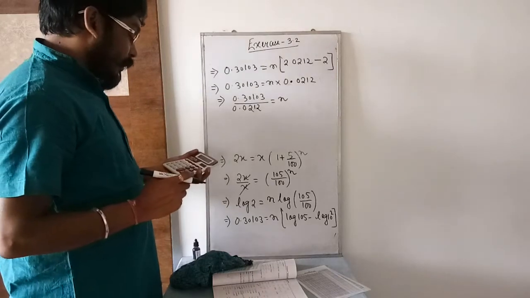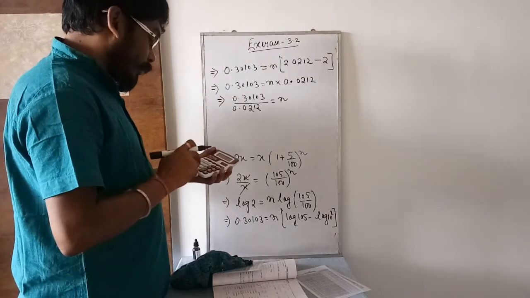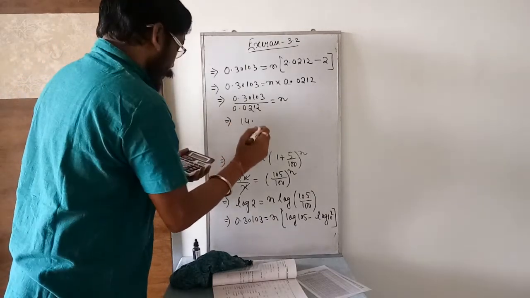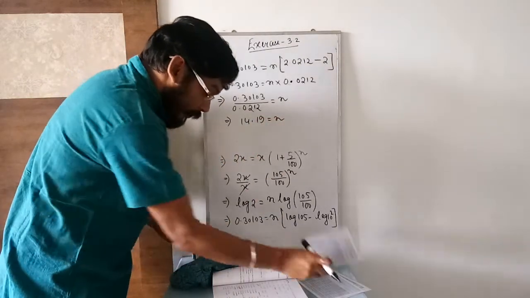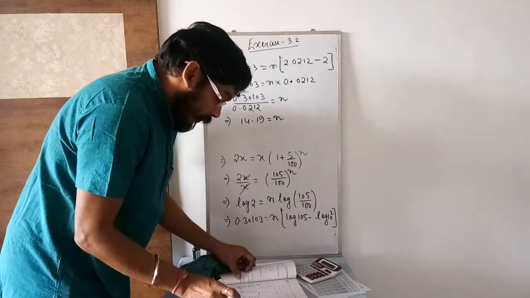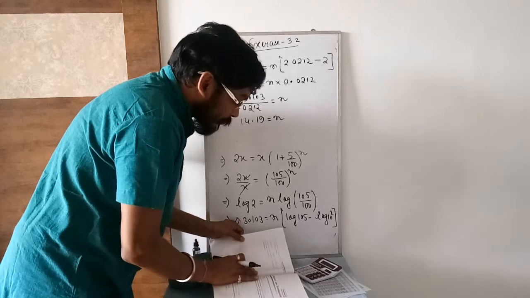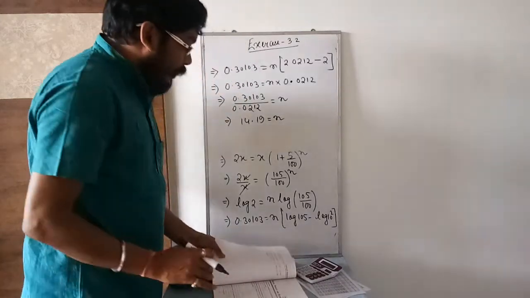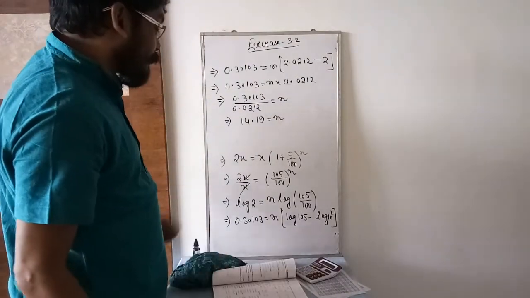0.30103 divided by 0.0212. So it is 14.19. Okay, let me check the answer given here. It is question number 11a, and it is given as 17.7.